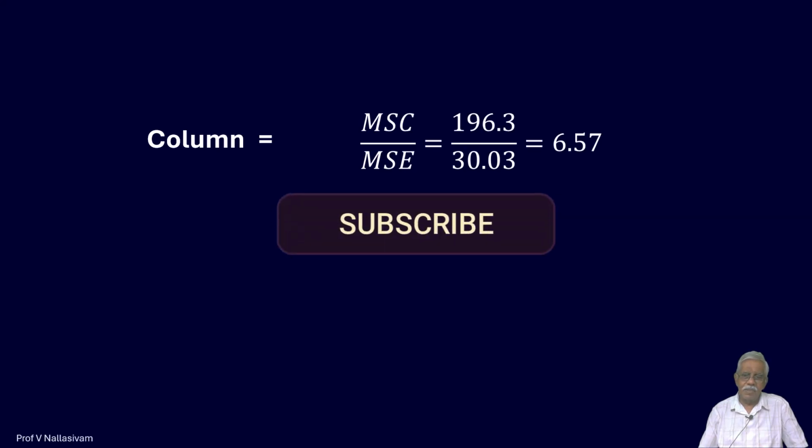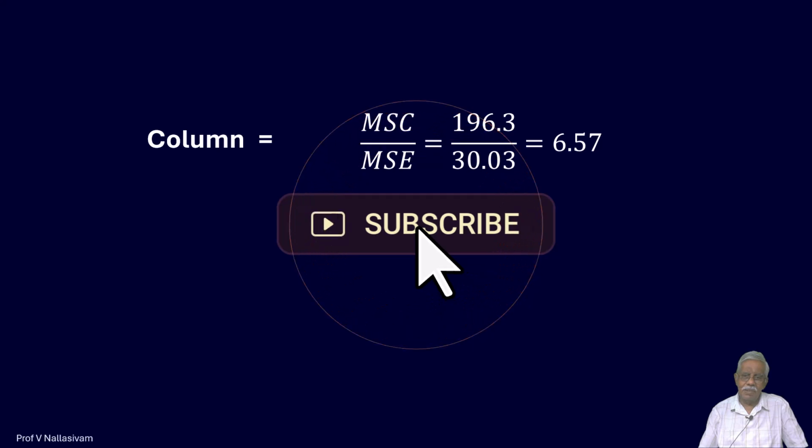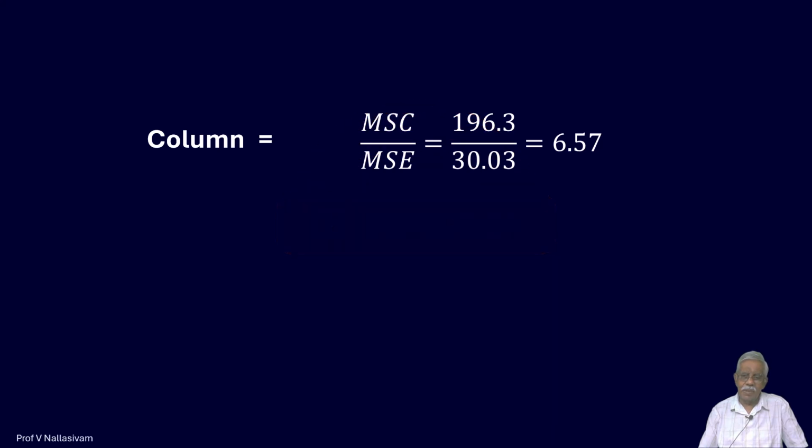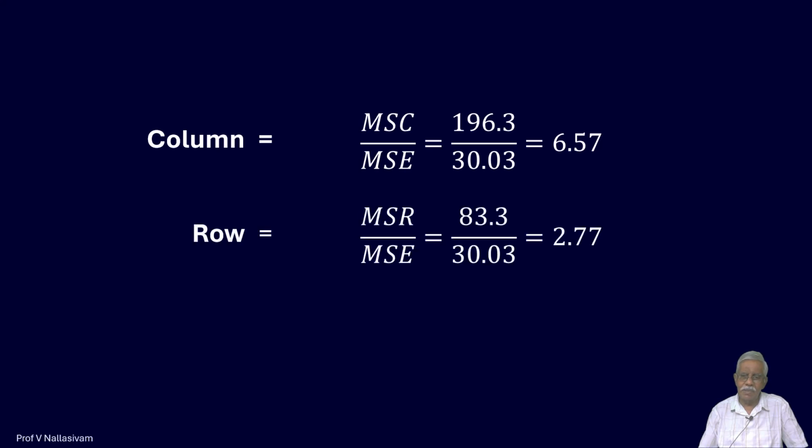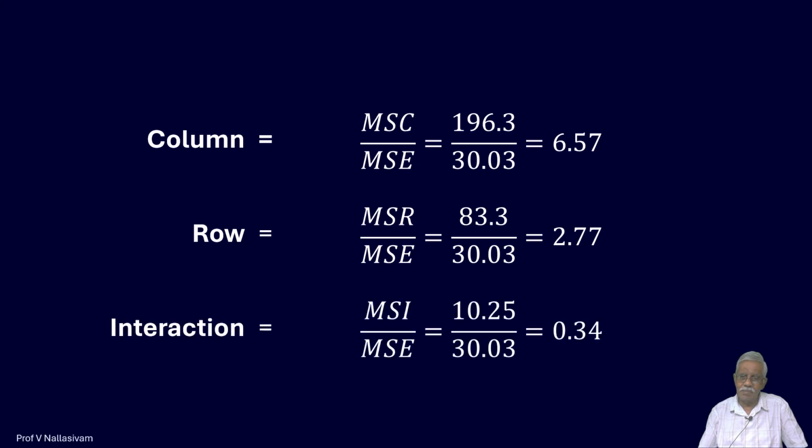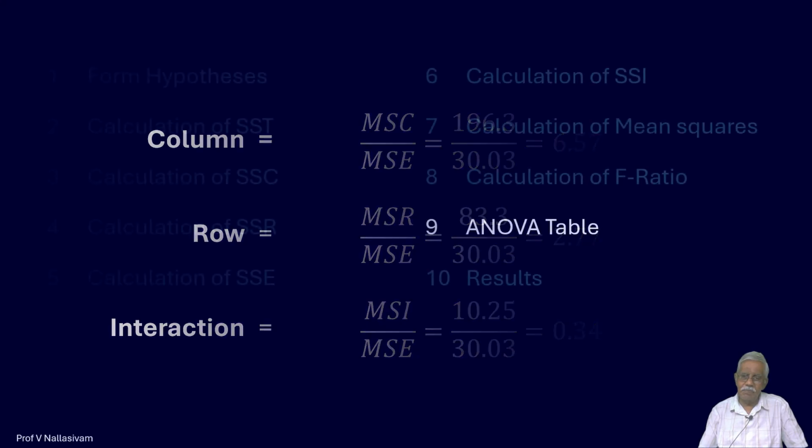Column equal to MSC by MSE, 196.3 divided by 30.03, 6.57. Row equal to MSR divided by MSE equal to 83.3 divided by 30.03 equal to 2.77. Interaction equal to MSI divided by MSE equal to 10.25 divided by 30.03 equal to 0.34.